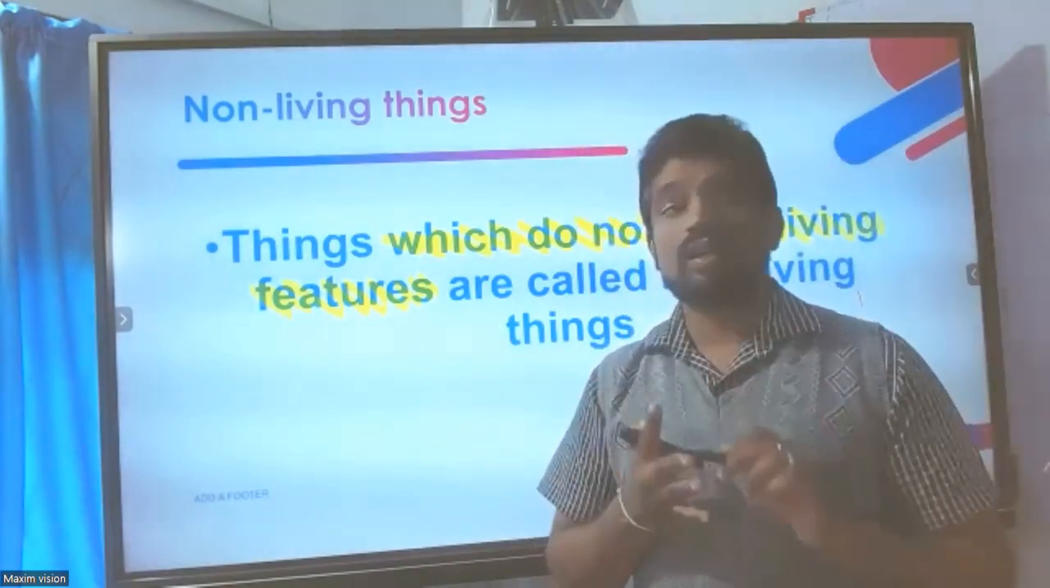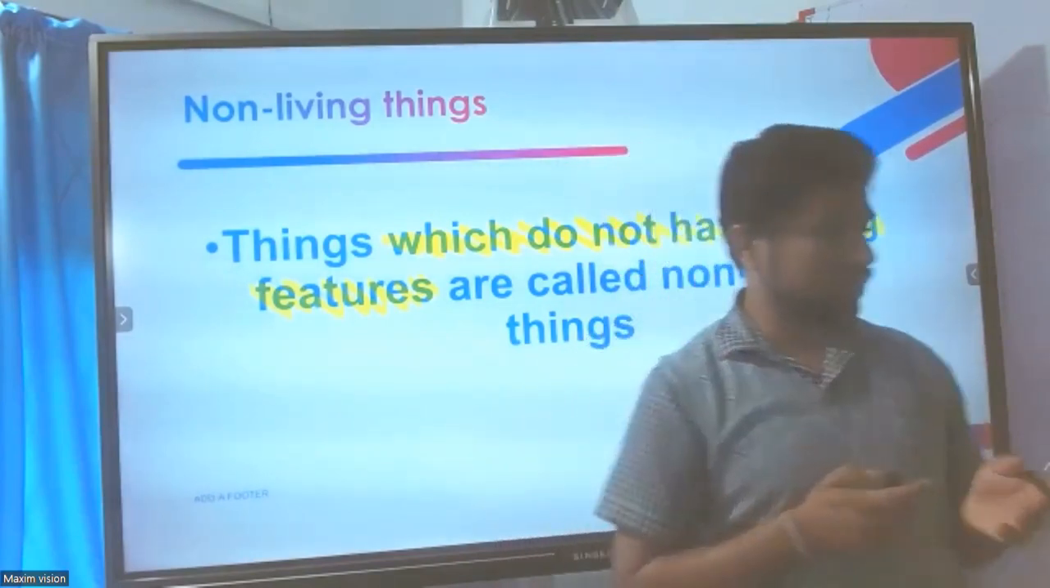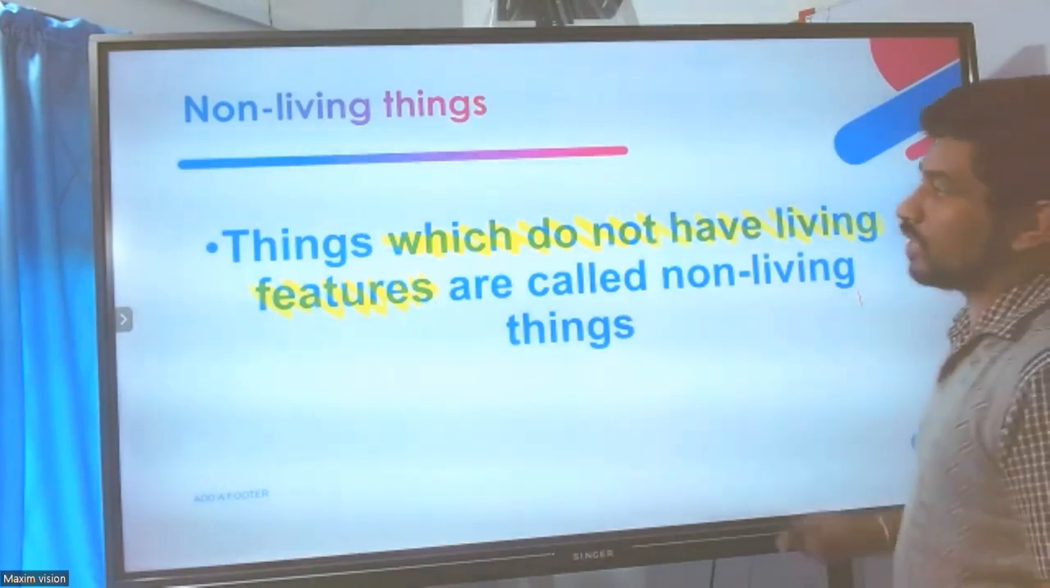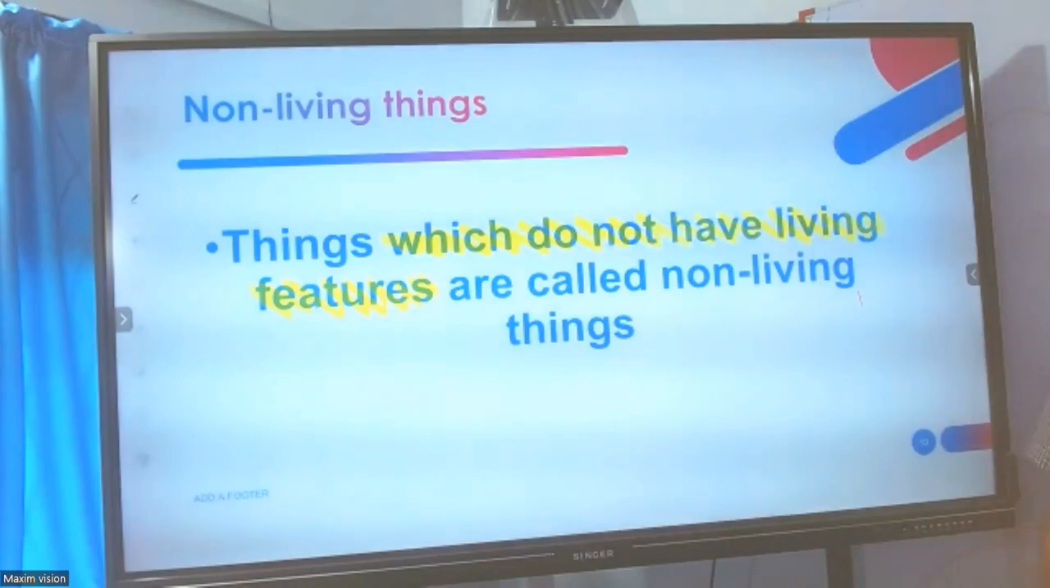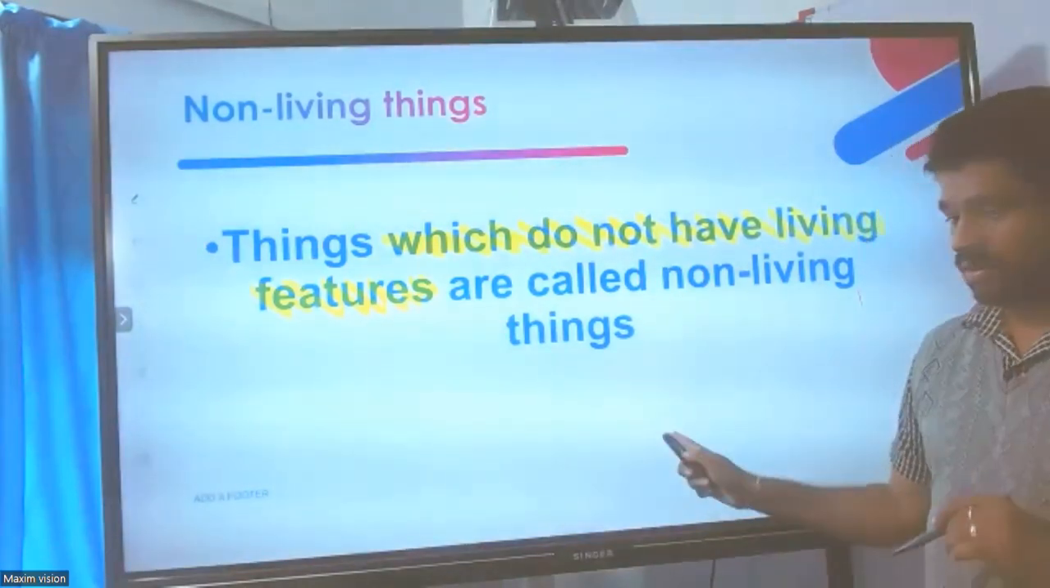Clouds, sun, planet, water, rivers. Right, okay. Then you can mention things which do not have living features. What do we call them? Non-living things, right? Remember that.